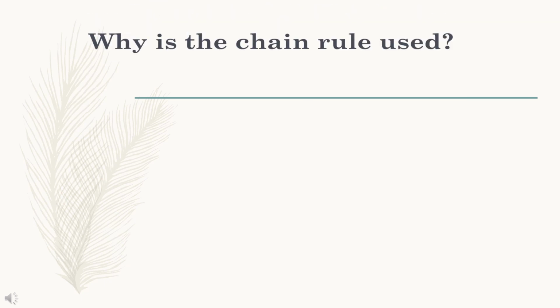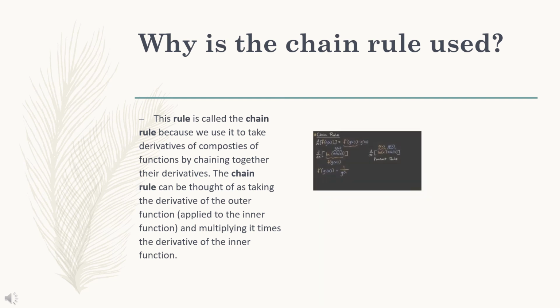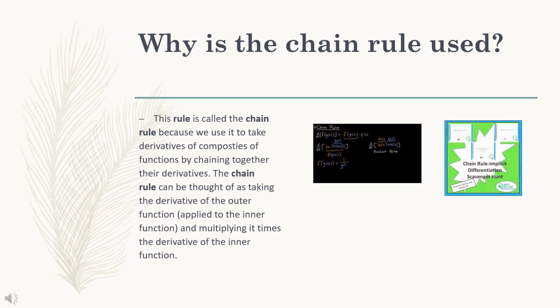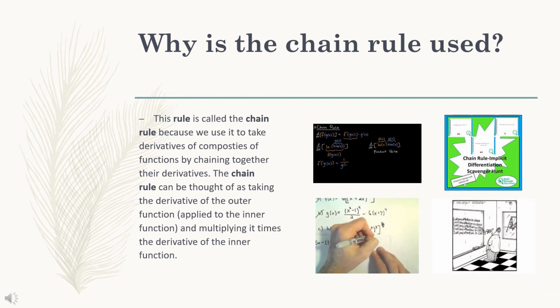Why is the chain rule used? This rule is called the chain rule because we use it to take derivatives of composites of functions by chaining together their derivatives. The chain rule can be thought of as taking the derivative of the outer function applied to the inner function and multiplying it times the derivative of the inner function.